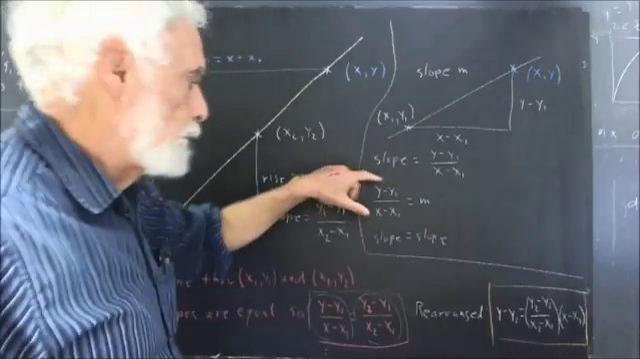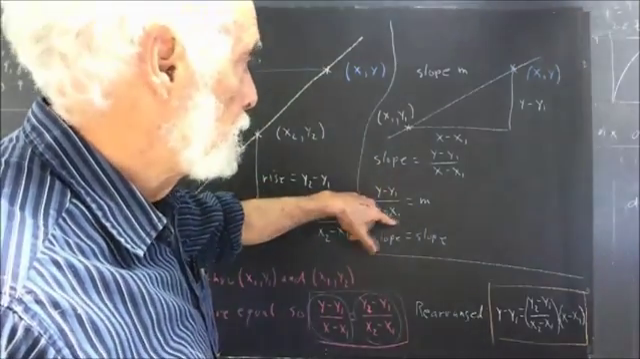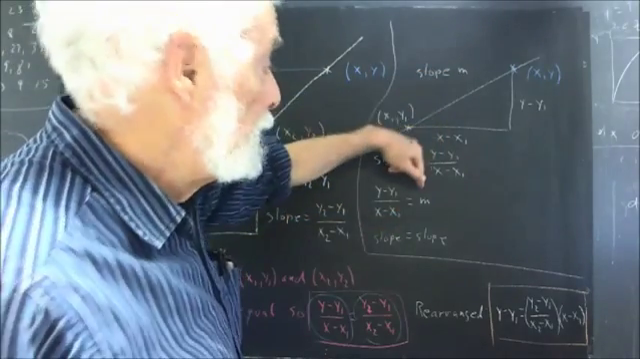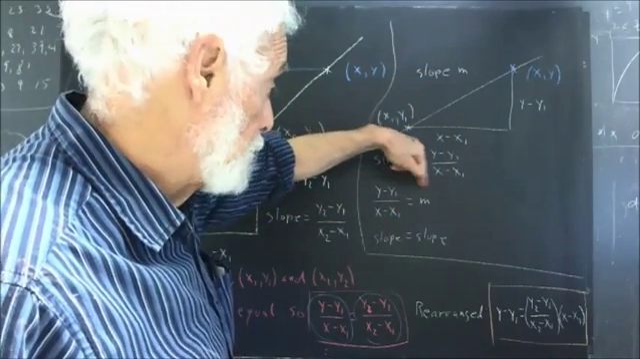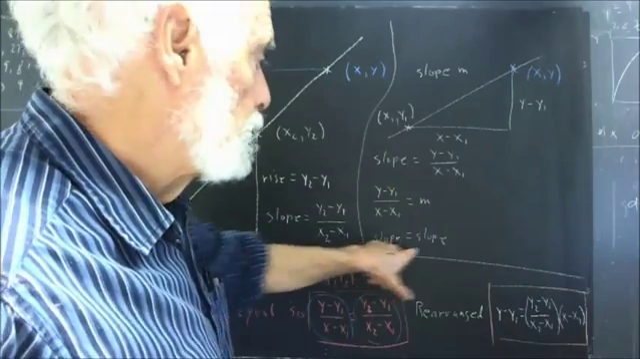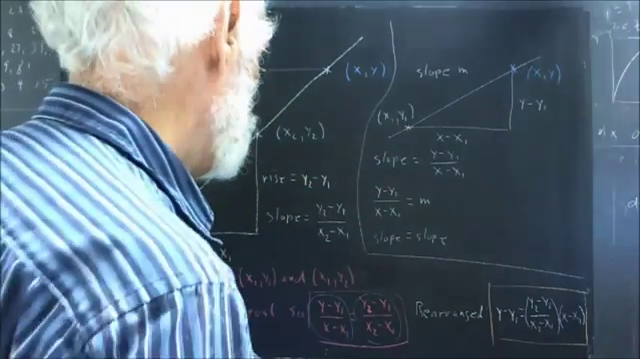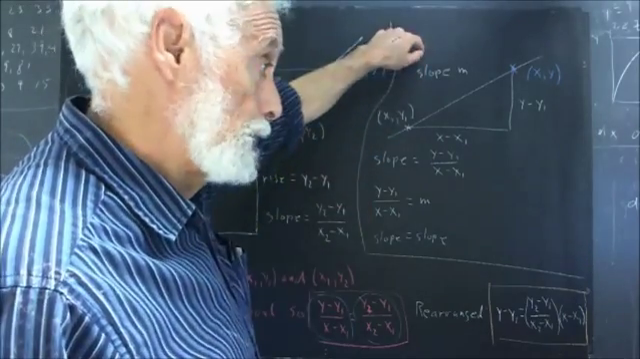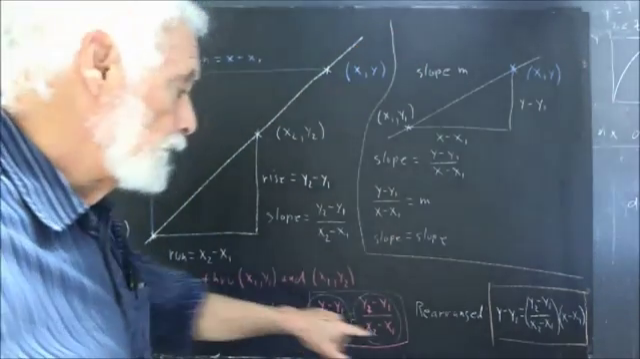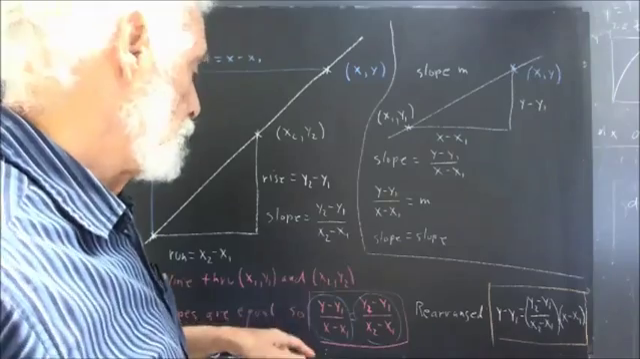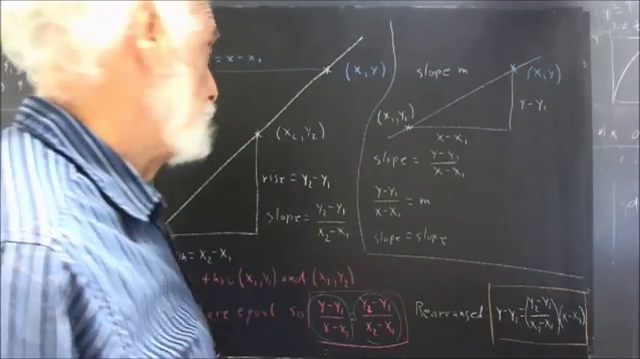Okay, y minus y1 over x minus x1 is one expression for the slope. M is another expression for the same slope, so they have to be equal. Call this the slope equals slope formula for the equation of a straight line through a point with given slope. And this would be a slope equals slope formula for a straight line through two given points.